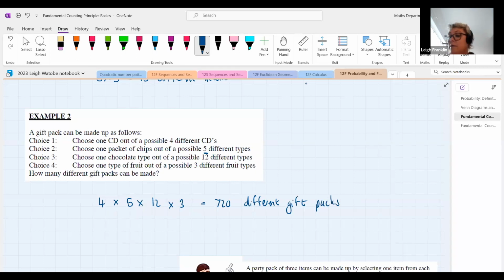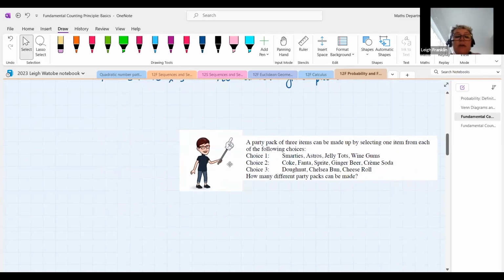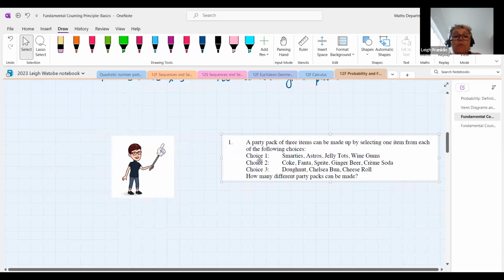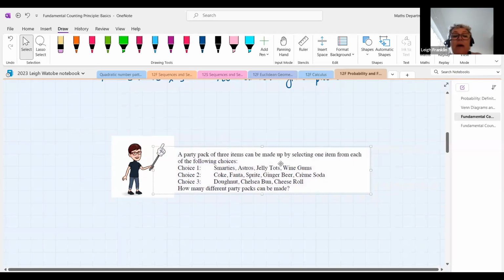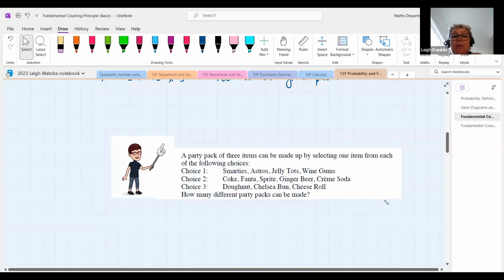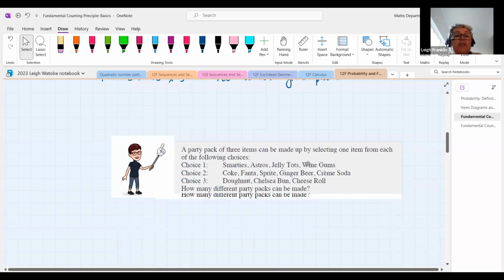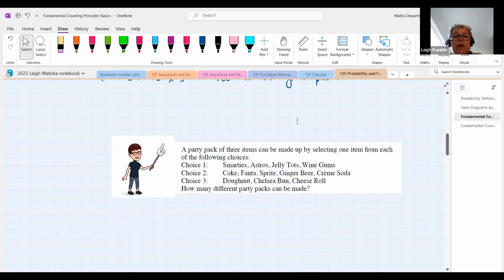All right, so the first activity is really quite simple. A party pack of 3 items can be made up by selecting 1 item of each of the following choices. How many different party packs can be made? Choice number 1 is Smarties, Astros, Jelly Tots, Wine Gums. Choice number 2 is Coke, Fanta, Sprite, Ginger Beer, Cream Soda. And choice number 3 is Donut, Chelsea Bun, or a cheese roll.